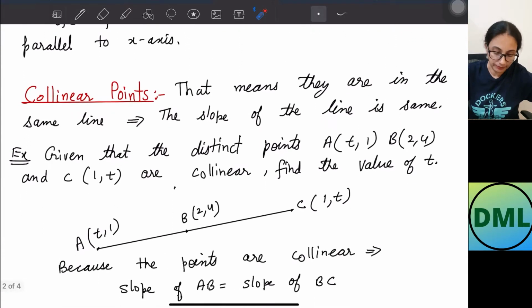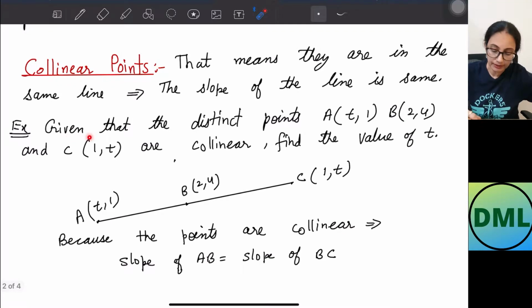Let's take one example. Given that the distinct points A(t, 1), B(2, 4) and C(1, t) are collinear, find the value of t. As you can see, I have plotted the line for you. A(t, 1), B(2, 4), C(1, t). Now, because the points are collinear, the slope of AB is equal to the slope of BC.